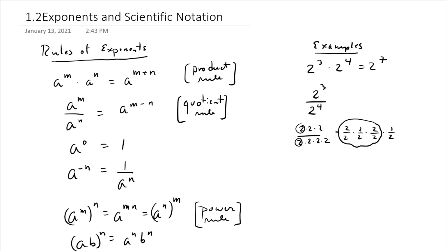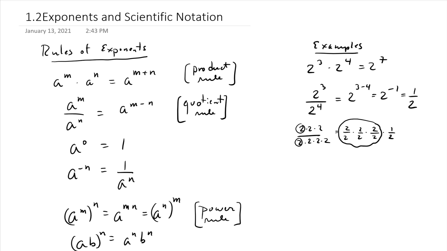So you're left with a 1/2 because of the quotient rule, where you actually do 3 minus 4, you get 2 to the minus 1. And 2 to the minus 1 is actually the same, and this is a rule we're going to see below. It's the same as 1/2. Okay.